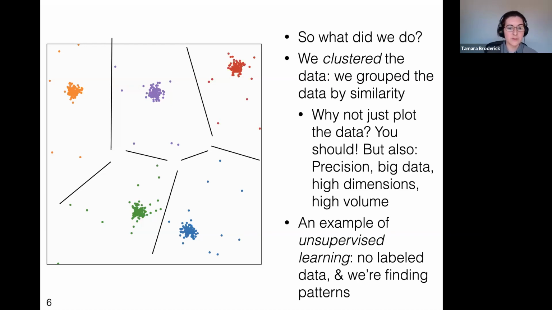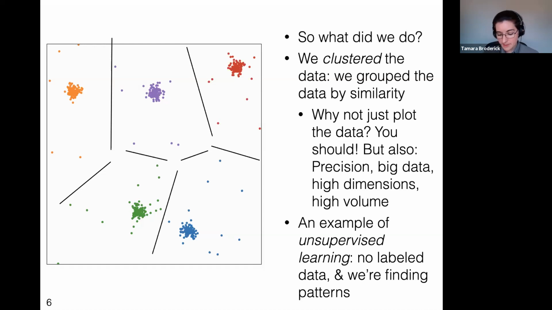So what we saw here was an example of what is known as unsupervised learning. Unsupervised learning is any case where we don't have labeled data and we're trying to find patterns. And this is really distinct from, again, the types of supervised learning cases that we've seen before, where we do have labels and we're trying to do something with those labels. We're trying to predict those labels on future data, like classification and regression.